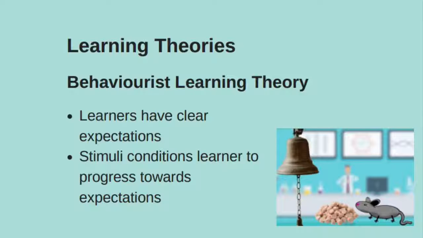Some of the different learning theories that impact on adult learning. The first is the behaviourist learning theory. This is where learners have clear expectations, which could be learning outcomes, a job description, or competency standards. Stimuli to condition learners to progress towards expectations could be rewarded with something like a prize.